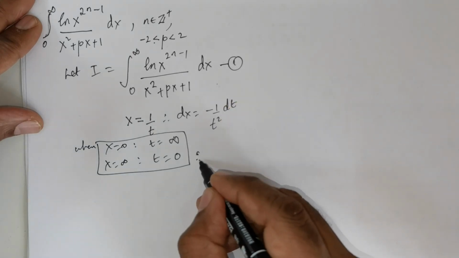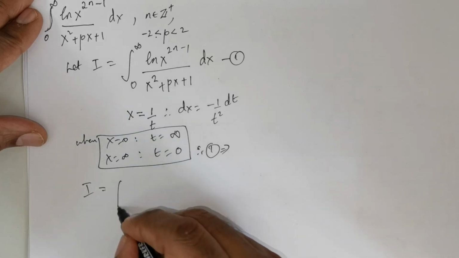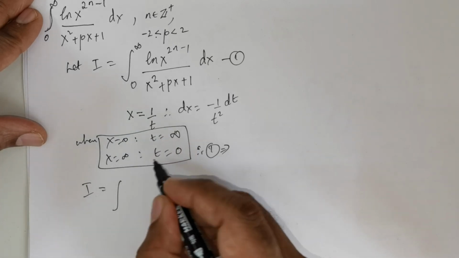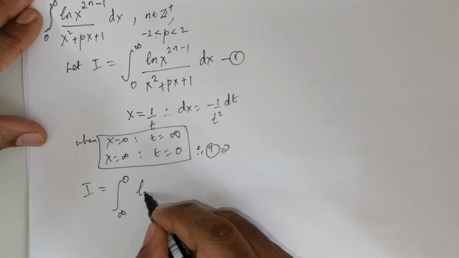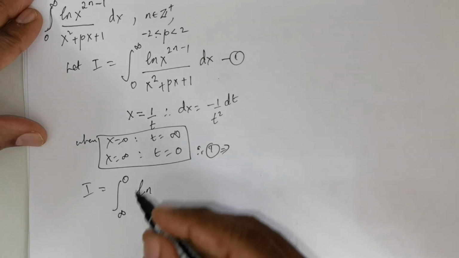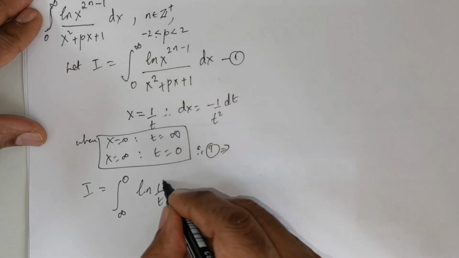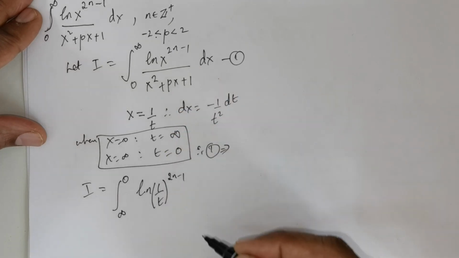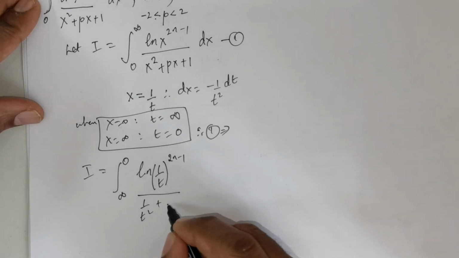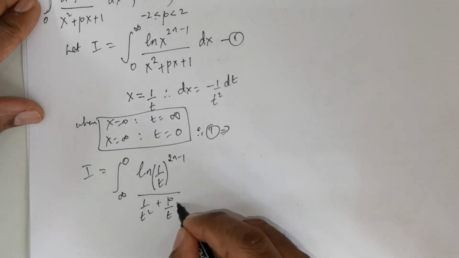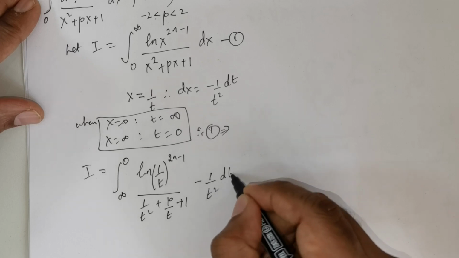So I'm going to write, therefore, 1 can be rewritten as, on the left I is equal to integral from 0, in place of 0 I substitute infinity, in place of infinity I substitute 0, of ln of x, where x is going to be 1 over t, so ln of 1 over t raised to the power of 2n minus 1, divided by x squared, which is 1 over t squared, plus p times 1 over t, plus 1. In place of dx it is going to be negative 1 over t squared times dt.